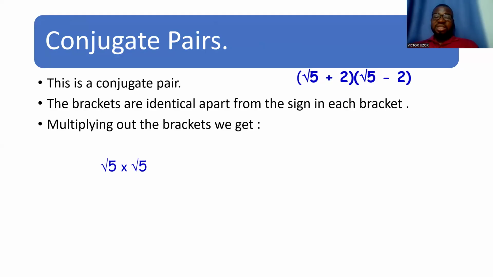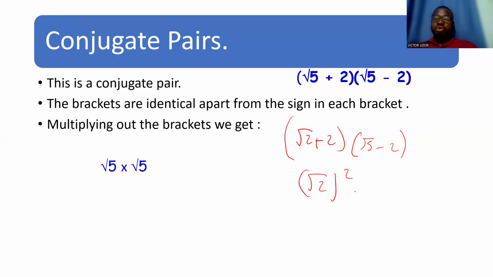The conjugate of a surd is important in the sense that if I have root 5 plus 2 and root 5 minus 2, the answer I will get if I expand it is the same thing as root 5 squared minus 2 squared, which will give me 5 minus 4. As easy as that.